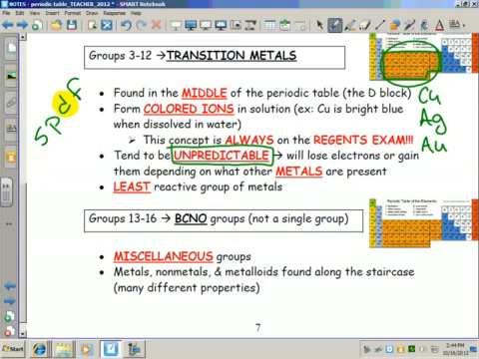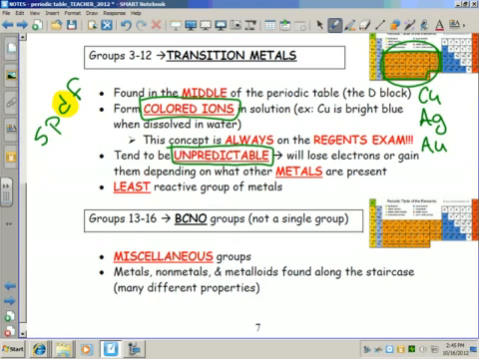They're influenced very easily by their peers, just like teenagers. So they're unpredictable, but how they behave is based on what they're with. Another important thing to remember about the transition metals: they form colored ions when you dissolve them in solution.